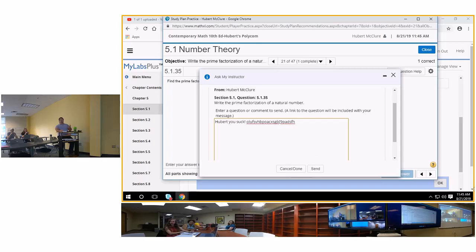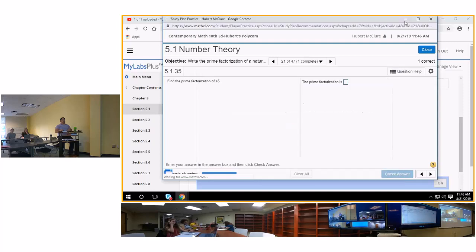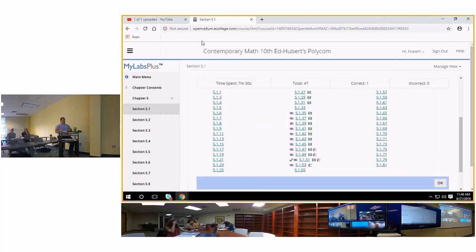I'm sending this at 8:21. Now, the last class, it didn't work so well, because I don't know if MyLab Plus is running slow or Tri-County is running slow, but it didn't send it. It usually sends it just like that. So let's see what happens. And that doesn't look good because usually it'd be gone by now. So it's going to take forever to send. Anyway, I'm going to close this out, and it will send the question to me.